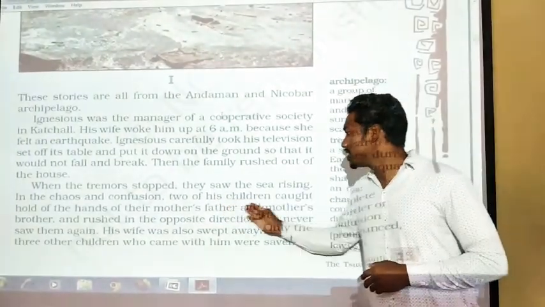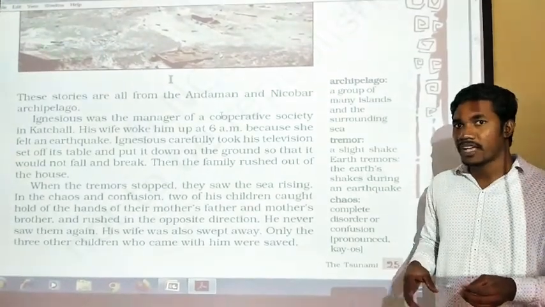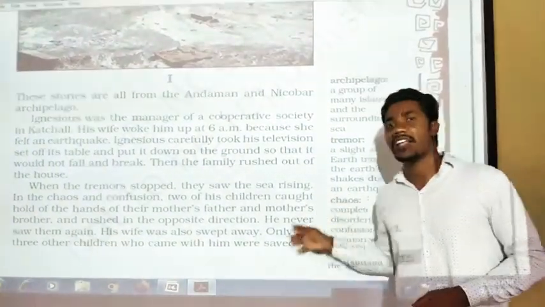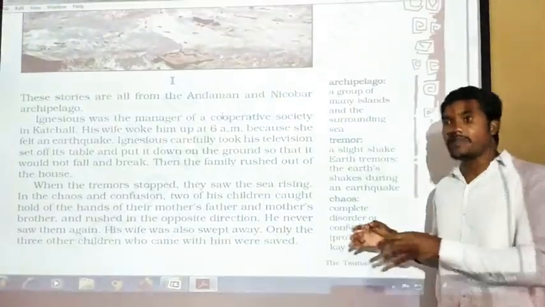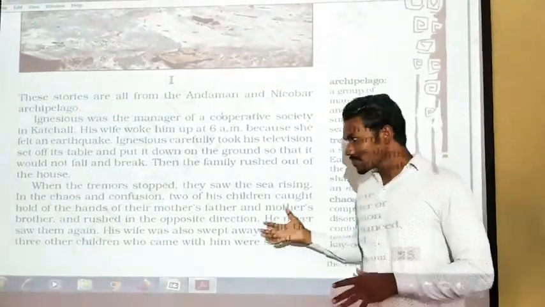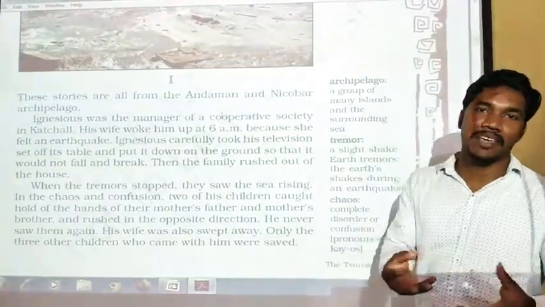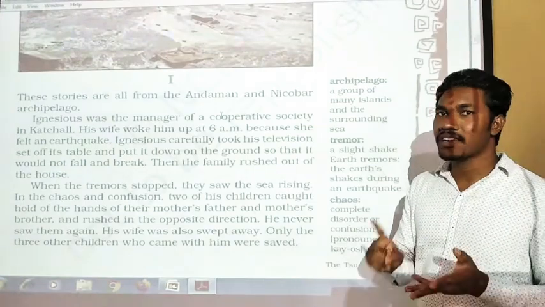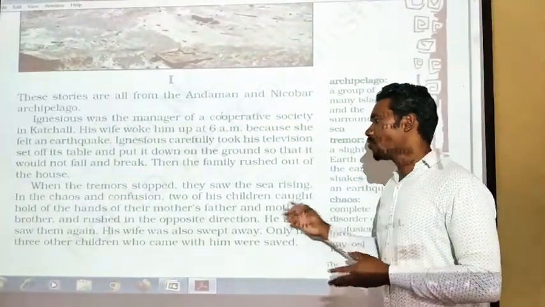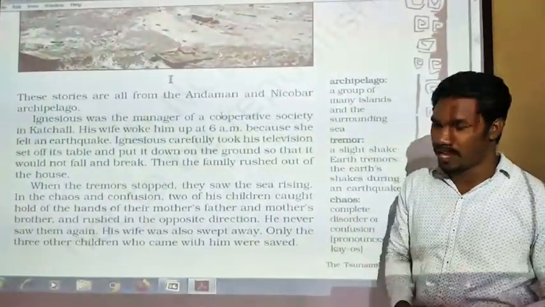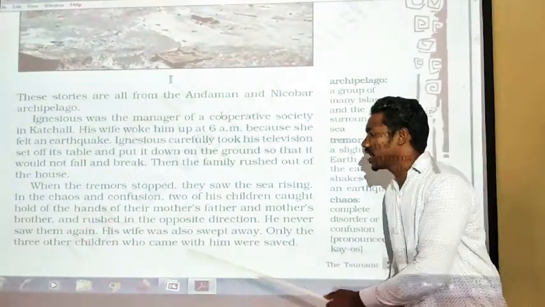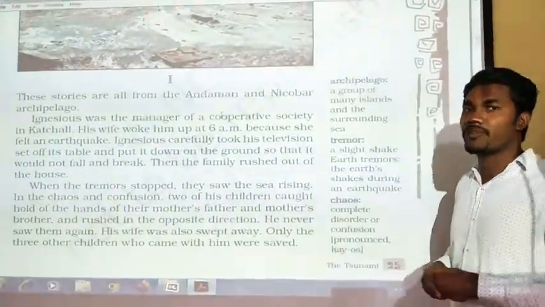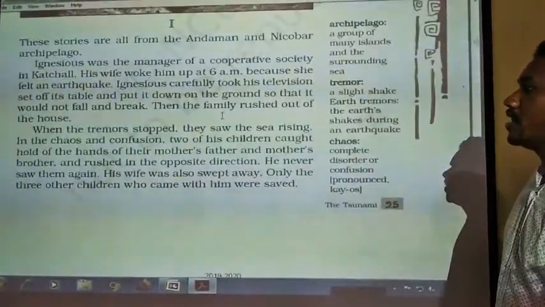So what happened? 2 of Ignatius' children, what did they do? They caught their grandfather's hand and their uncle's hand, and together with his wife, they are running in the opposite direction, opposite to the wave that is coming there. Then after that incident, Ignatius could not see them again. Two of his children, his wife, the grandfather and the uncle, he could not see them again because everybody was swept away in the wave. Only the 3 other children who came with him were saved, and the rest of them were washed away with the tsunami.